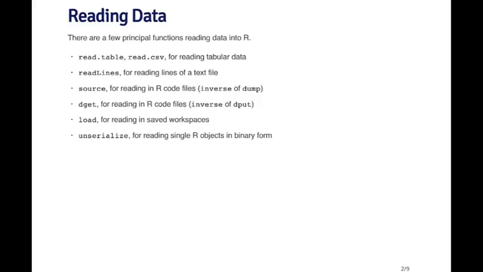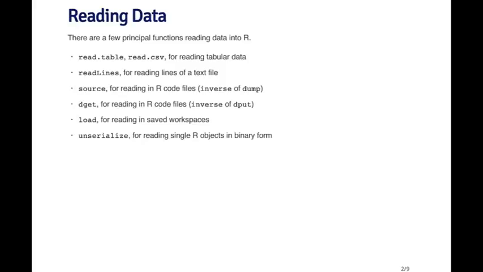First two are read.table and read.csv. These are for reading tabular data, and they're probably two of the most commonly used functions for reading data into R. These functions read text files that contain data stored in a rows and columns type of format and return a data frame in R.